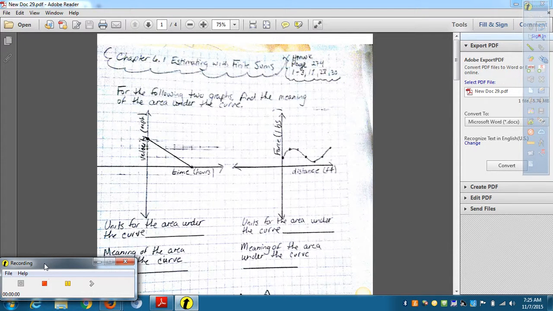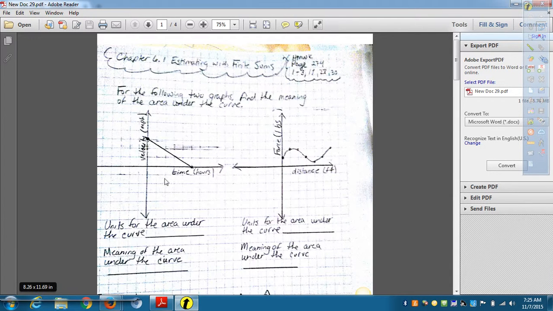Section 6.1, estimating with finite sums. We are looking now at area under curves, so we're stepping away from derivatives for a little bit. And before we dive into how to approximate the area under a curve, we want to look at some different curves and think about what the meaning is of the area under the curve.